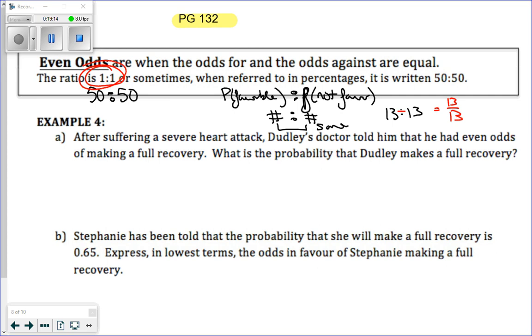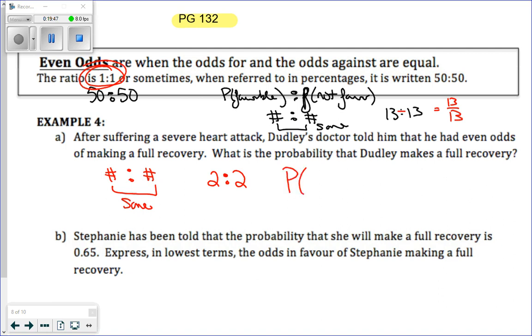Okay, so poor Dudley had a heart attack. After suffering a heart attack, Dudley's doctor told him he had even odds of making a full recovery. What is the probability that Dudley will make a full recovery? So, even odds. That means this number and this number are going to be the same. So just give me a number. Let's try 2. So he's got a 2-to-2 chance of living, or full recovery.